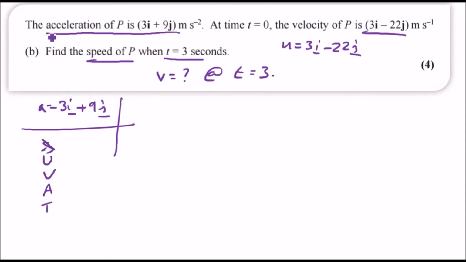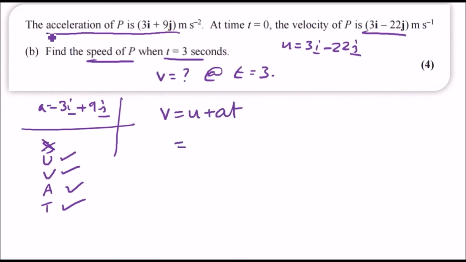We don't need s. Our initial velocity is given. We need to find this acceleration and time. So make an equation of these four pairs. And the best one to use is of course v equals u plus at. And that's it, guys. Let's pop this all in.